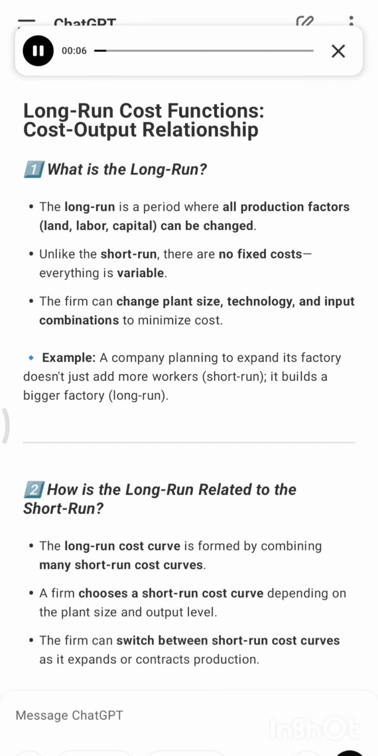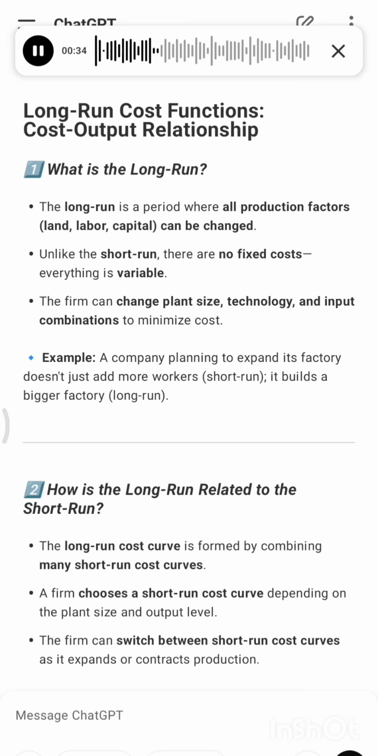What is the long run? The long run is a period where all production factors, land, labor, capital, can be changed. Unlike the short run, there are no fixed costs. Everything is variable. The firm can change plant size, technology, and input combinations to minimize cost. Example: a company planning to expand its factory doesn't just add more workers, that's short run, it builds a bigger factory, that's long run.